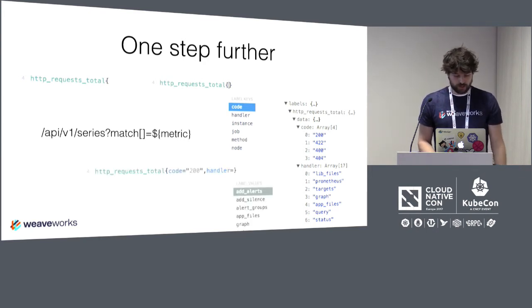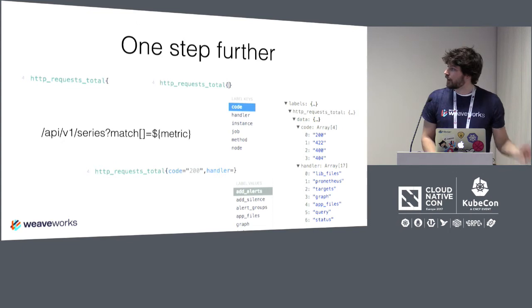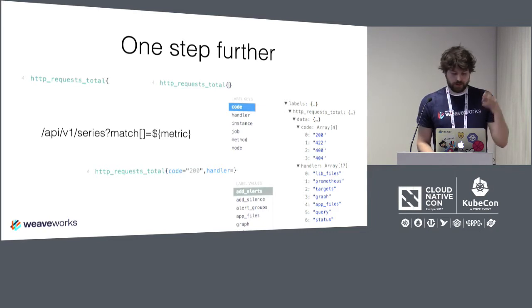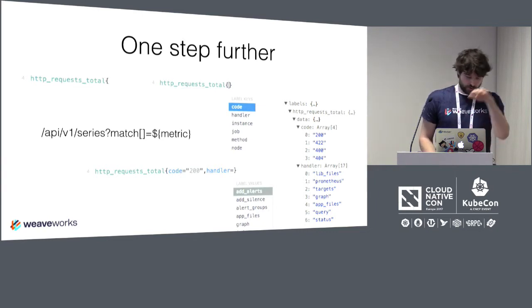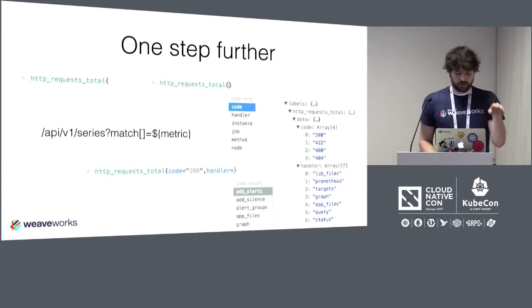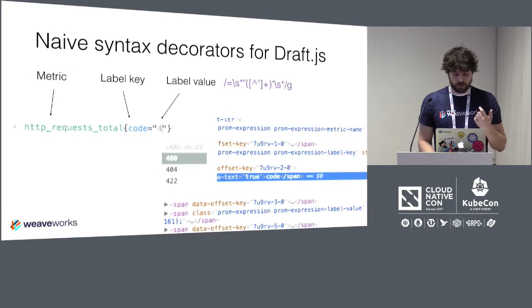And then you can also look greedily: I just entered a handler key, so what are the labels that match this particular metric with this particular label key? What kind of values does it have? That's basically the whole thing.